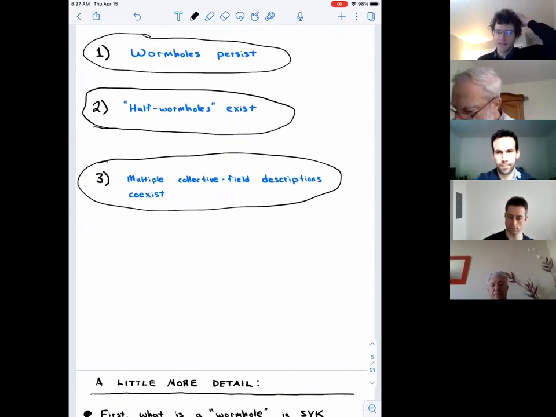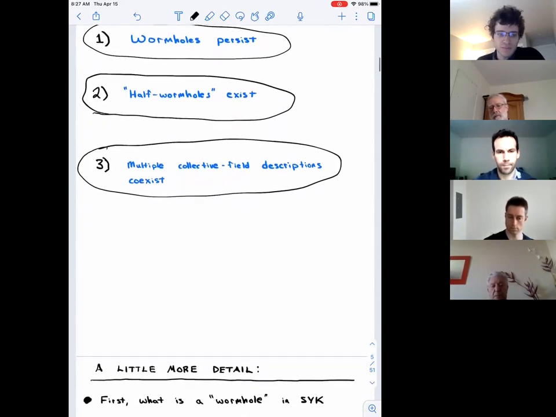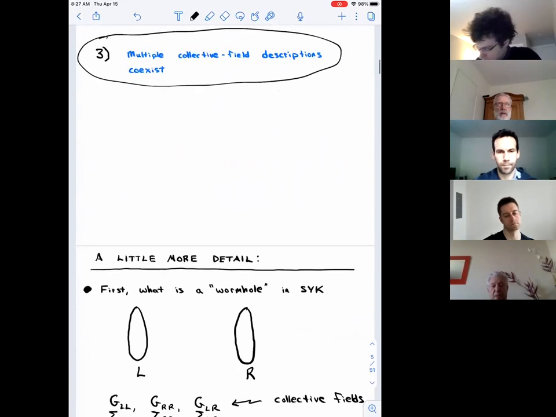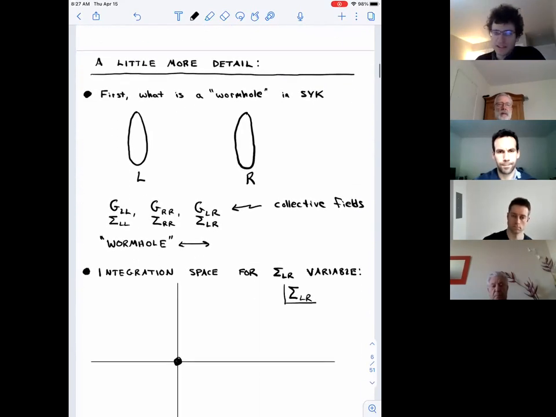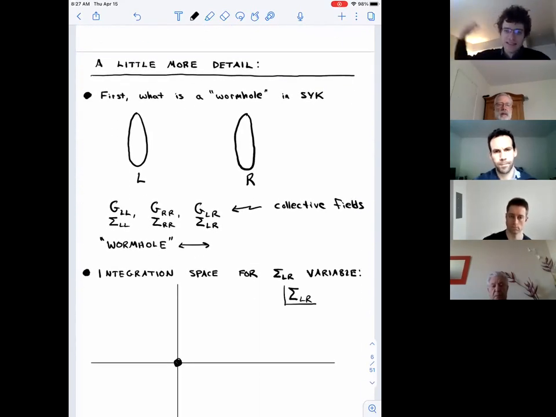Despite the fact that in one case you have a wormhole, and in the other case you don't have a wormhole. So it's quite non-trivial. Okay, so that's the executive summary. Now let me give you slightly more detail, and then we'll do it again in actual full detail with the equations.